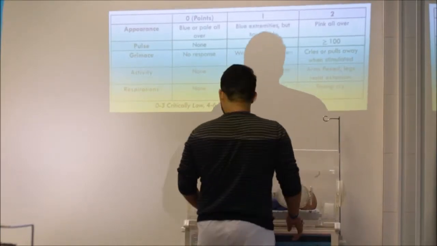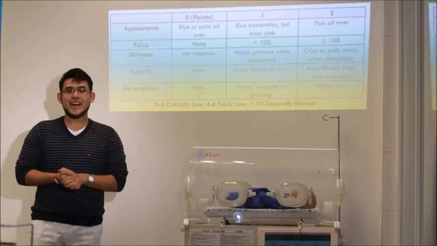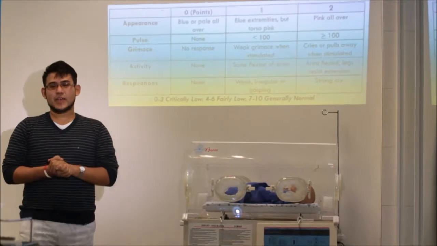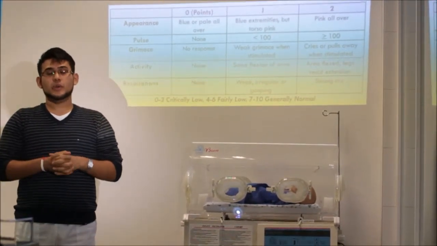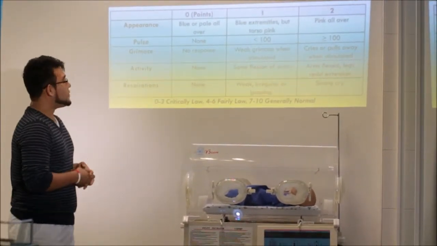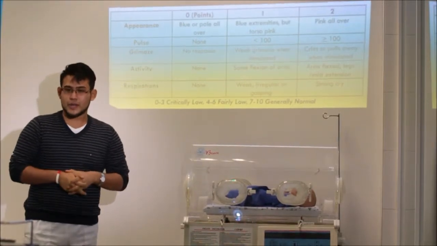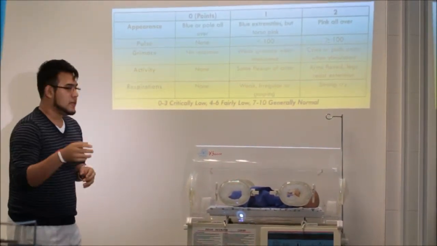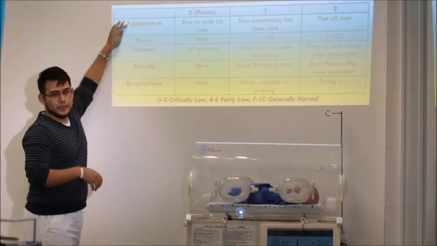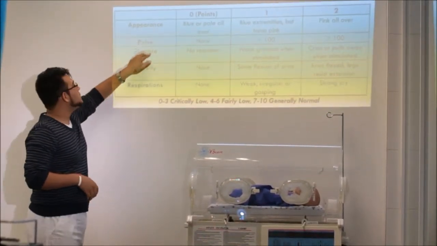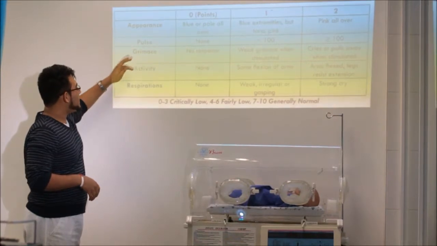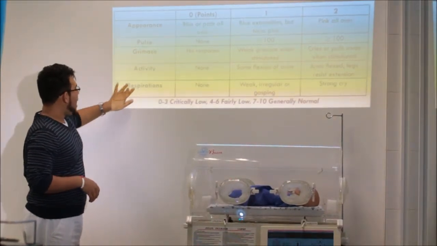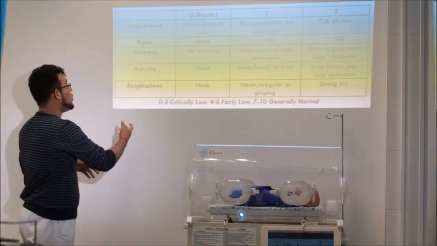Hello everybody. My name is Danilo Castro and we're going to explain what the APGAR score is. APGAR is an acronym, and it means appearance, pulse, grimace, activity, and respirations, and it involves two results.